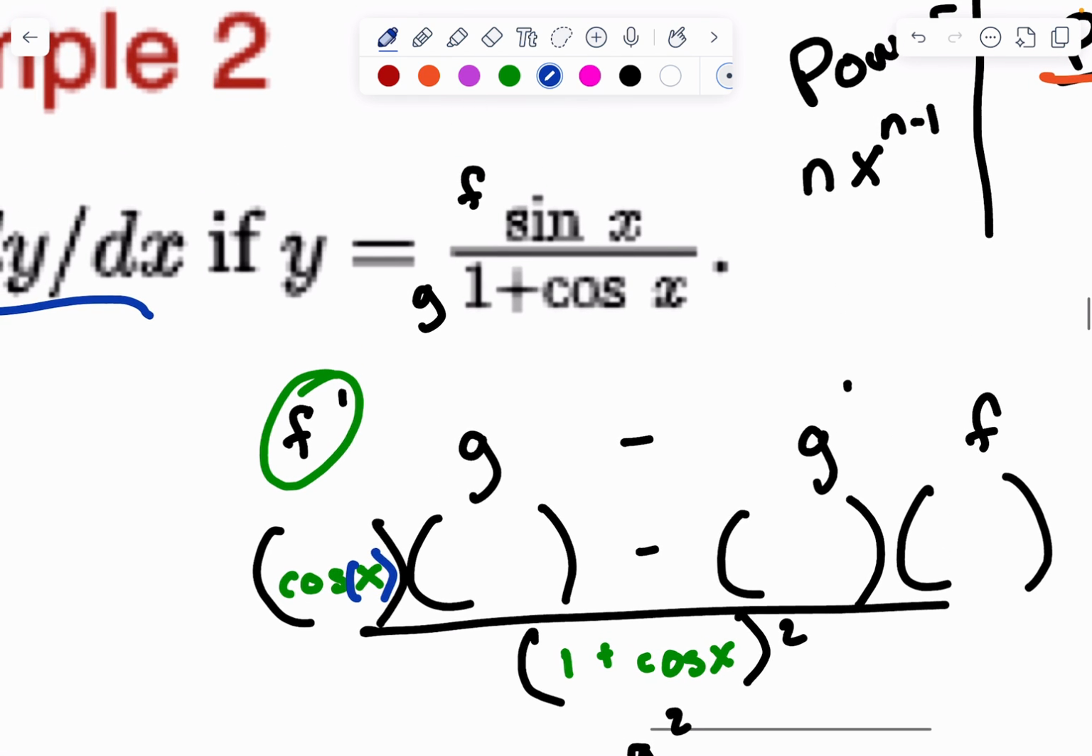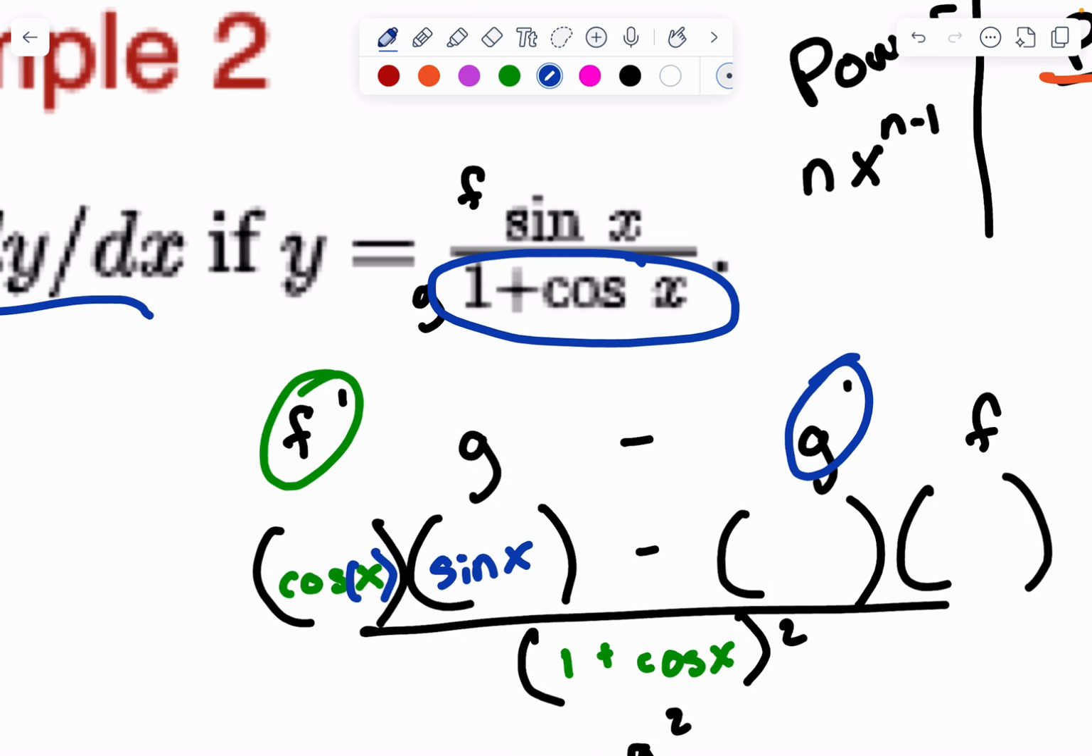Then they want just g, which is sine of x, okay? I want g prime, which is the derivative of this. Okay, now, how do we do the derivative of that?